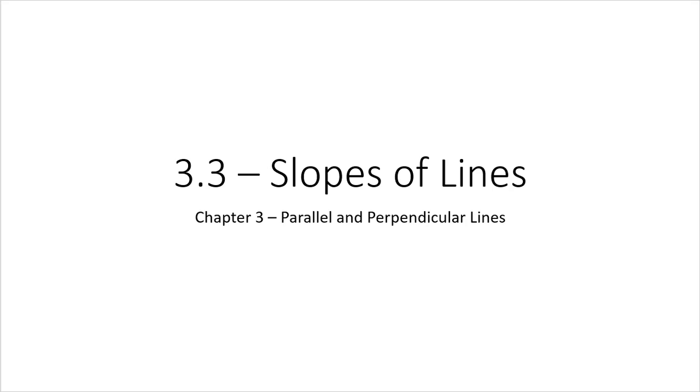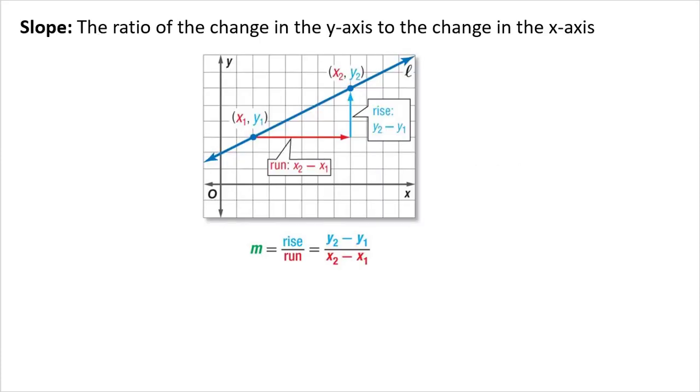Today we're going to be talking about slopes of lines. Okay, so the slope is the ratio of the change in the y-axis to the change in the x-axis. This is also called the rate of change. Okay, so the rate of change of a graph is its slope.